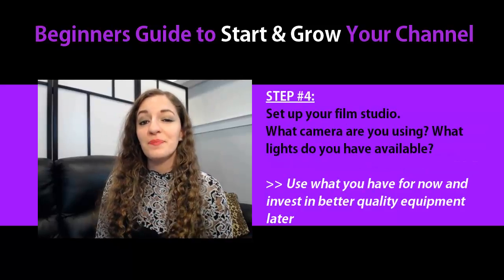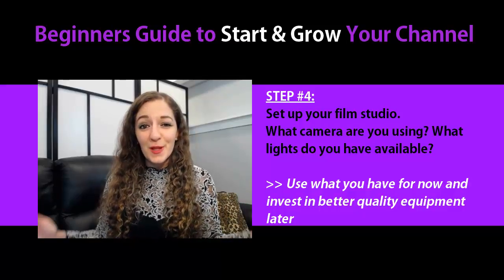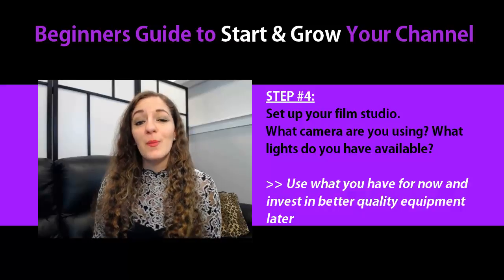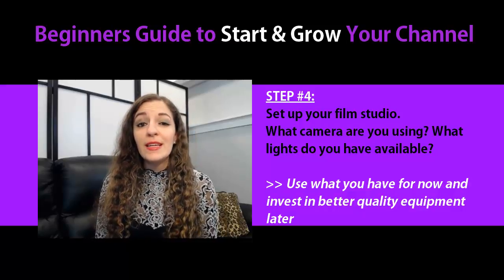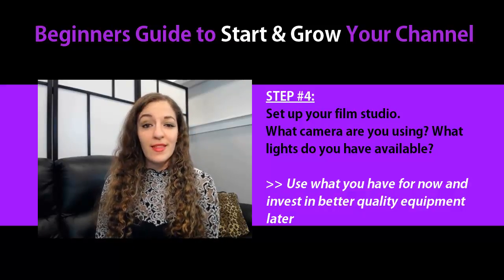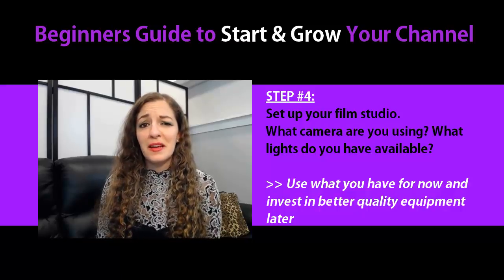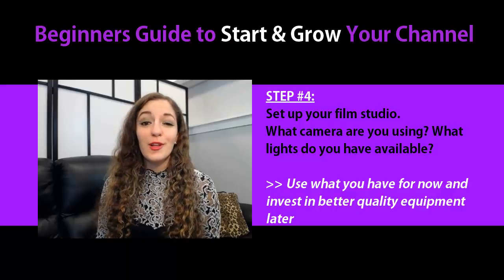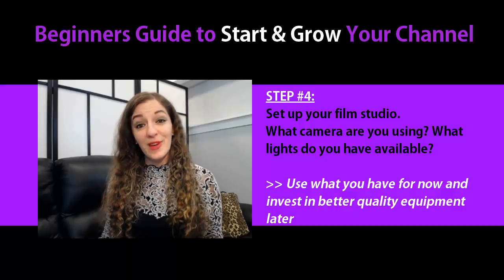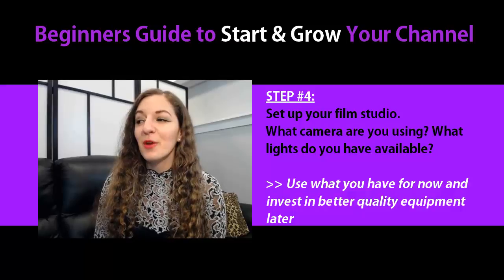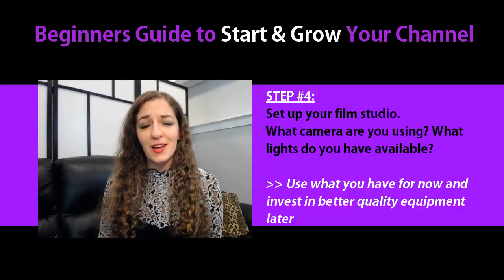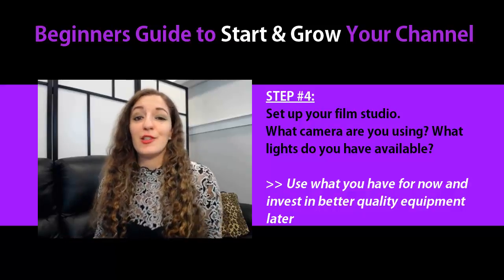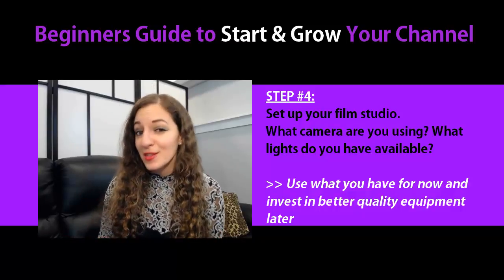Step number 4 is to set up your film studio. So you don't need crazy expensive equipment when you're first starting out. In fact, we first started out with one of those Panasonic flip cams, and it was really bad quality, but it was what we had. And I don't even think we had a mic. It was just the mic off of the flip cam. So it was actually pretty bad, but it got us started.